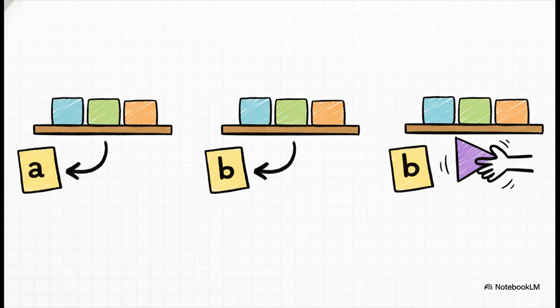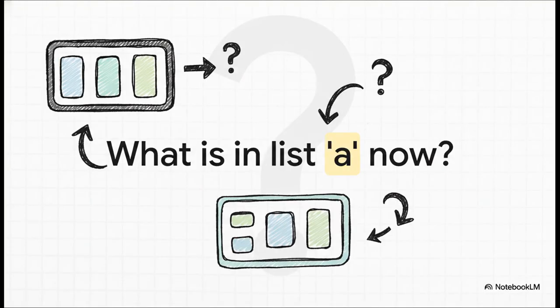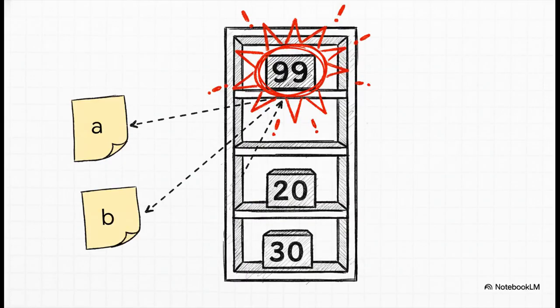Seems straightforward enough, right? So the big question is, after we changed list B, what do you think happened to our original list A? Is it still 10, 20, 30, or did it change too? Take a guess. And surprise, the original list, A, was changed. They're both 99, 20, 30. Now, if you thought A and B were two totally separate copies, don't worry. You've just stumbled upon one of the most important things to understand about how Python really works.